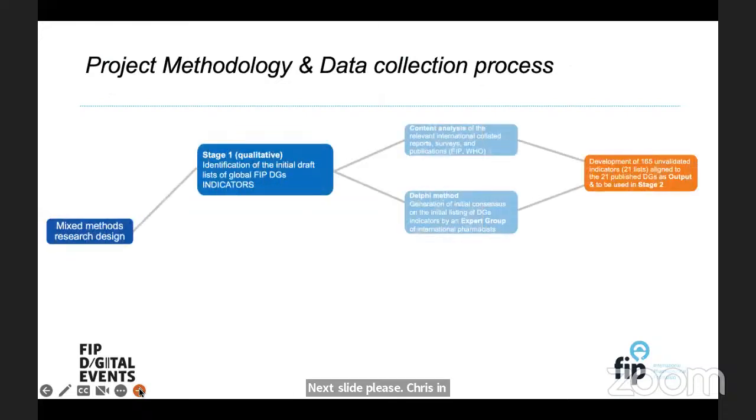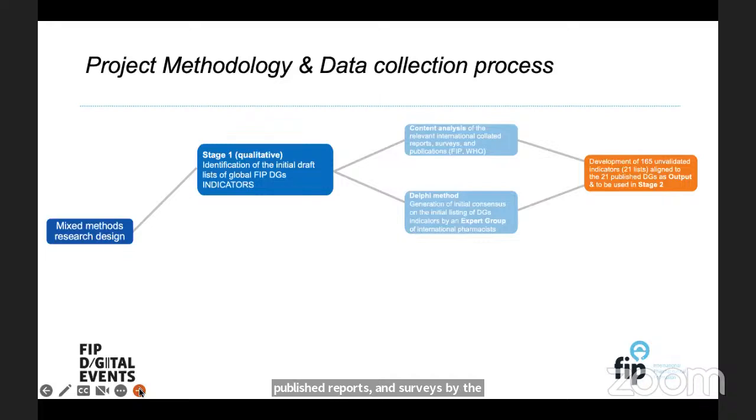In this slide, I will go into more detail about the methodology and the data collection process. As I mentioned in my previous slide, a mixed method research design was employed, qualitative and quantitative. The aim of stage 1, the qualitative stage, was to identify the initial draft list of global FIP development goals indicators. Therefore, the development of proposed indicators involved first a content analysis of the relevant documents and the existing data collected from global published reports and surveys by the WHO and FIP.